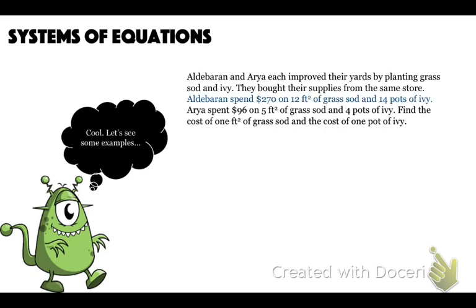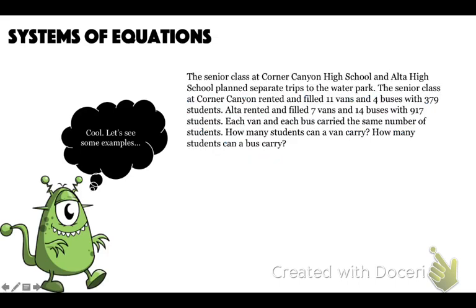So I'm going to look at what information I know. Aldebaran spent $270 on 12 feet of sod and 14 pots. And Arya spent $96 on 5 feet of sod and 4 pots. So let's let G equal grass sod and V equal ivy. So we have 12G, because 12 of the grass sod, plus 14V, 14 of the ivy, equals 270. And then same thing here, we have 5G, 5 of the grass sod, plus 4V, 4 of the ivy, equals 96. Okay. One more, we're only doing 3 examples.